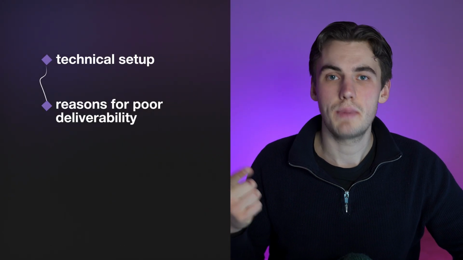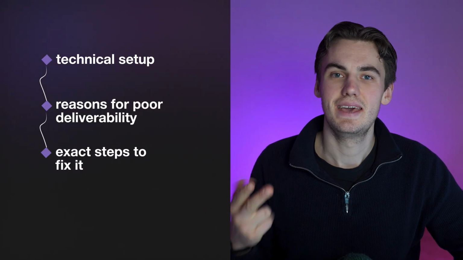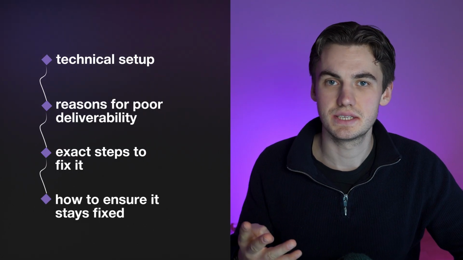The technical setup, the reason why your deliverability is bad, the exact process to fix it, and how to ensure that it stays fixed. All right, so let's start with the boring but absolutely essential part, the technical setup. If this isn't locked in, then nothing else really matters. And the first step is to set up a branded sending domain in Klaviyo. This is how you build reputation on your own domain instead of relying on generic sending infrastructure.